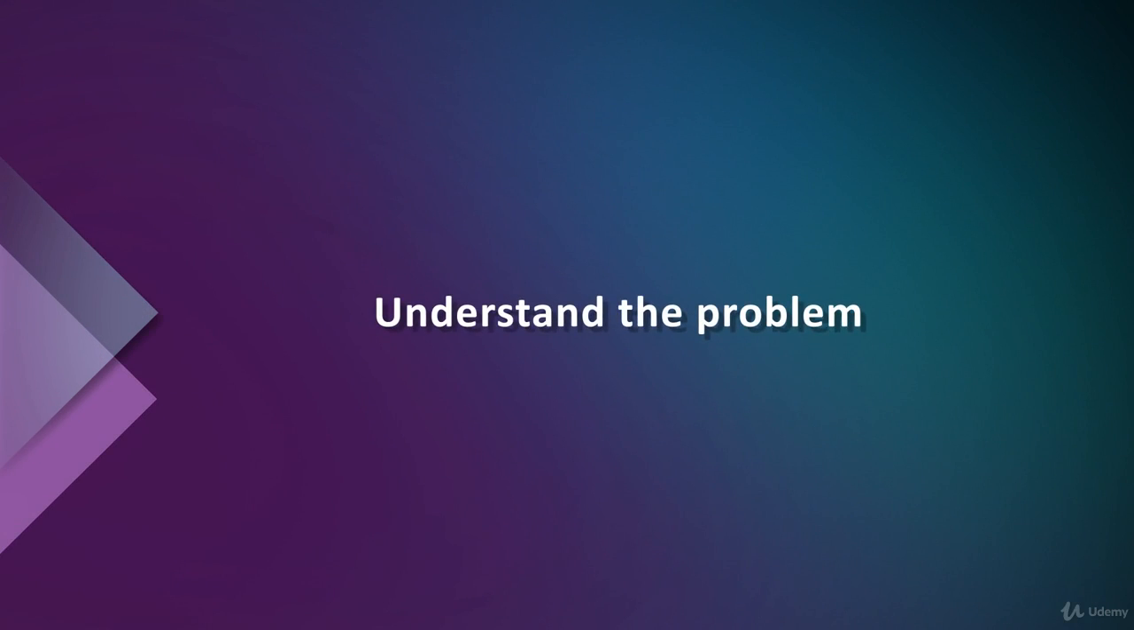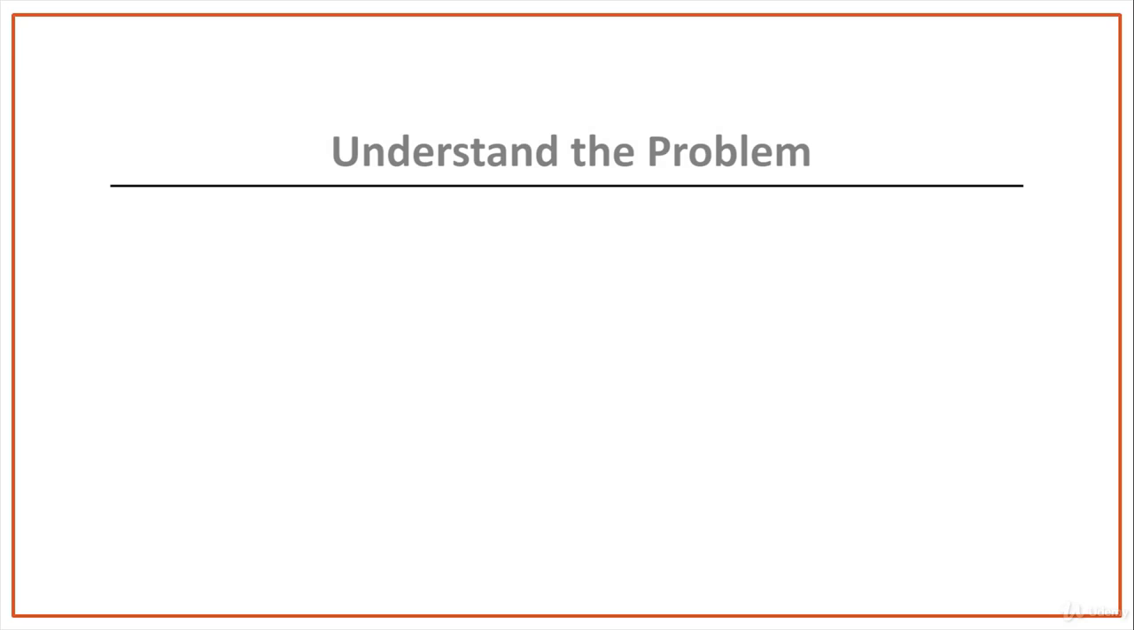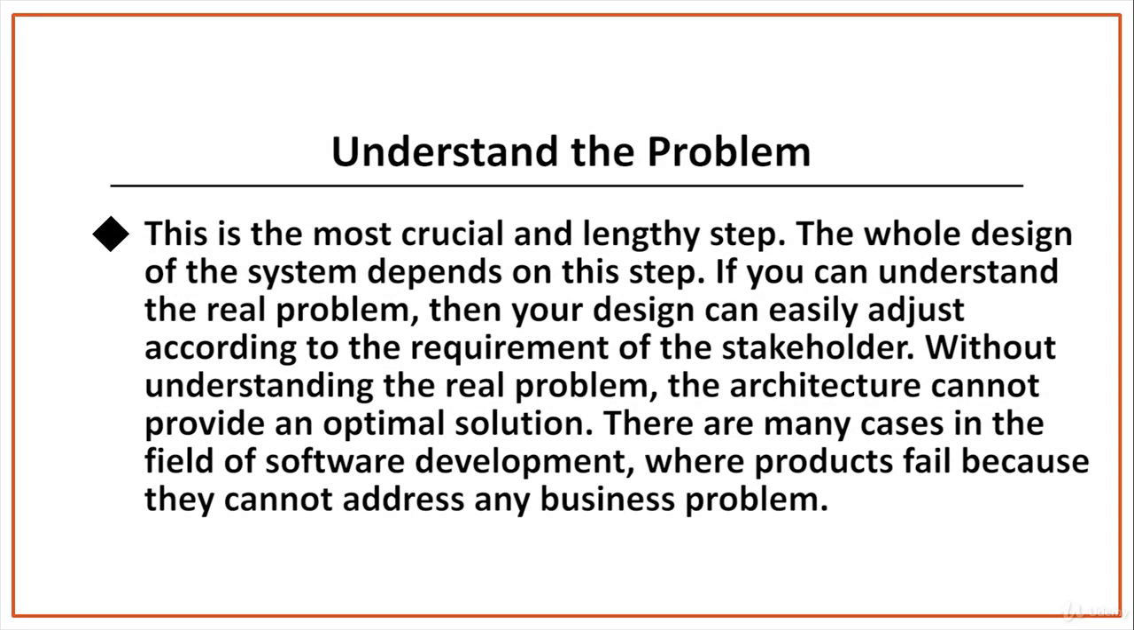Understand the problem. This is the most crucial and lengthy step. The whole design of the system depends on this step. If you can understand the problem, then your design can easily adjust according to the requirements of the stakeholder. Without understanding the real problem, the architecture cannot provide an optimal solution. There are many cases in the field of software development where products fail because they cannot address the business problem.